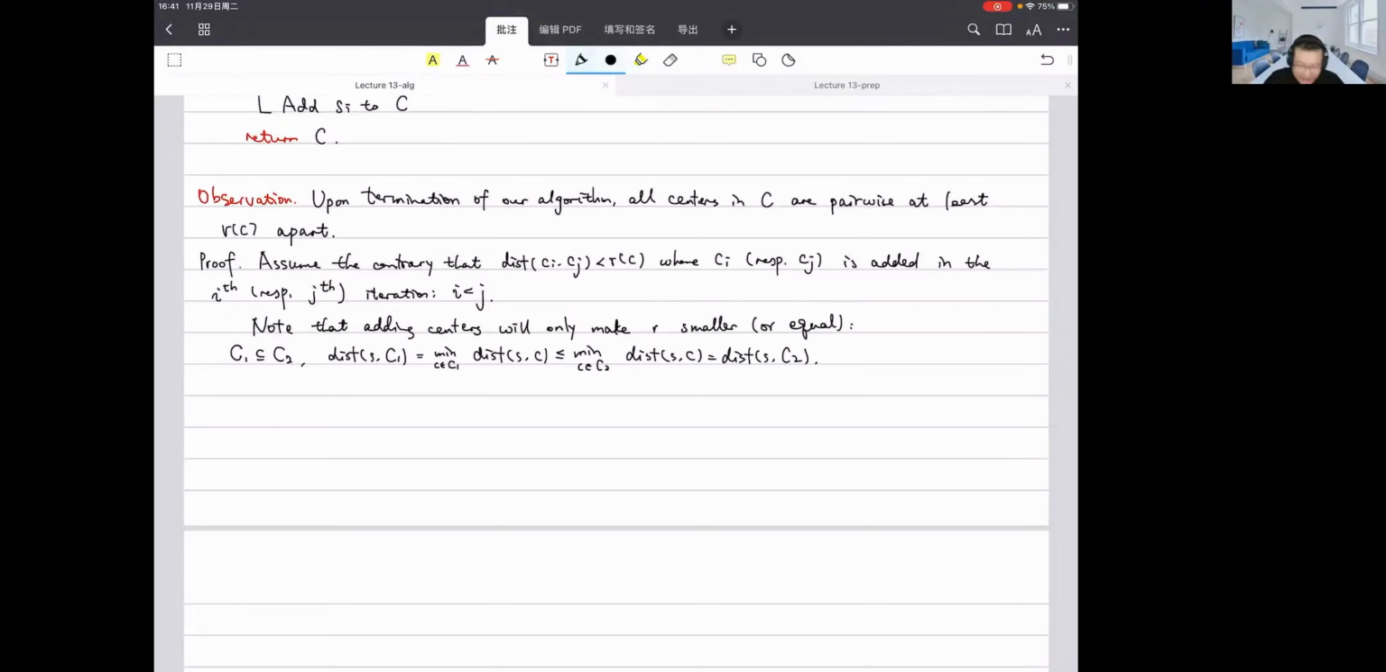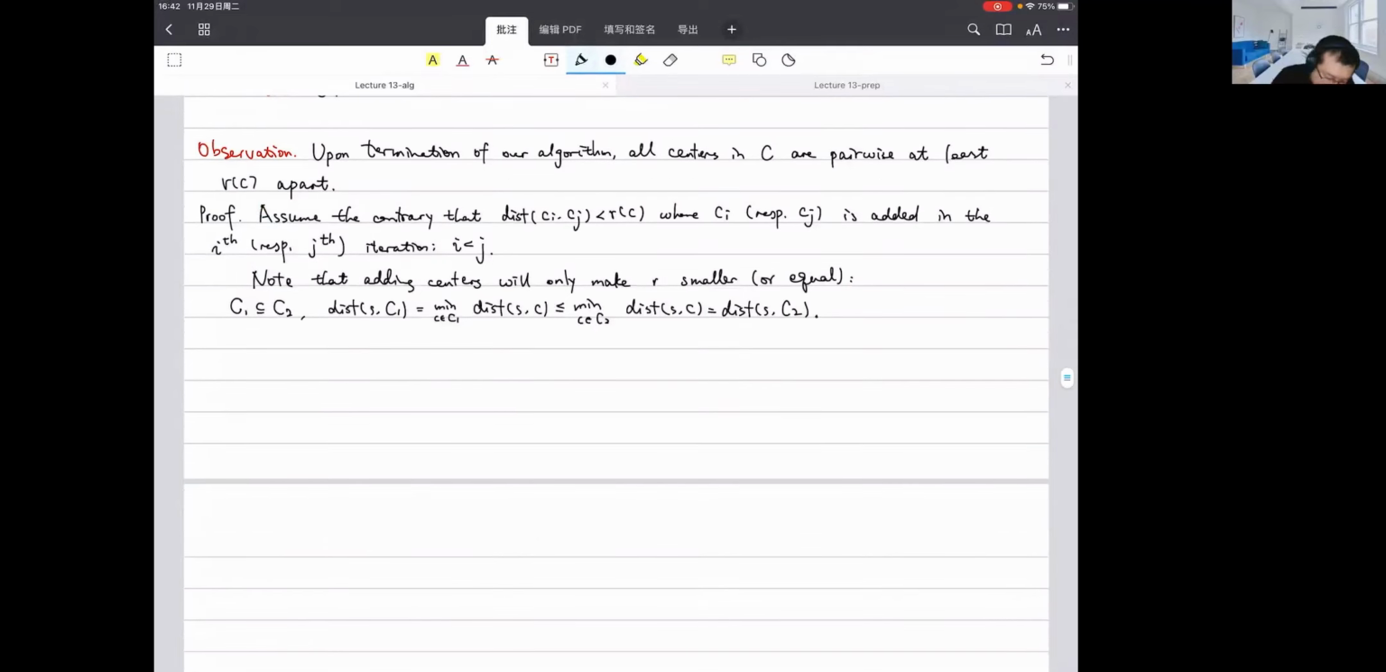So I think this is relatively straightforward. In general, a good property of this common radius R is that adding centers will only make R smaller or equal. This is a very important observation that we are going to make. And it is extremely helpful, because we can establish the observation that all the centers are pairwise at least RC apart. So why is this the case?